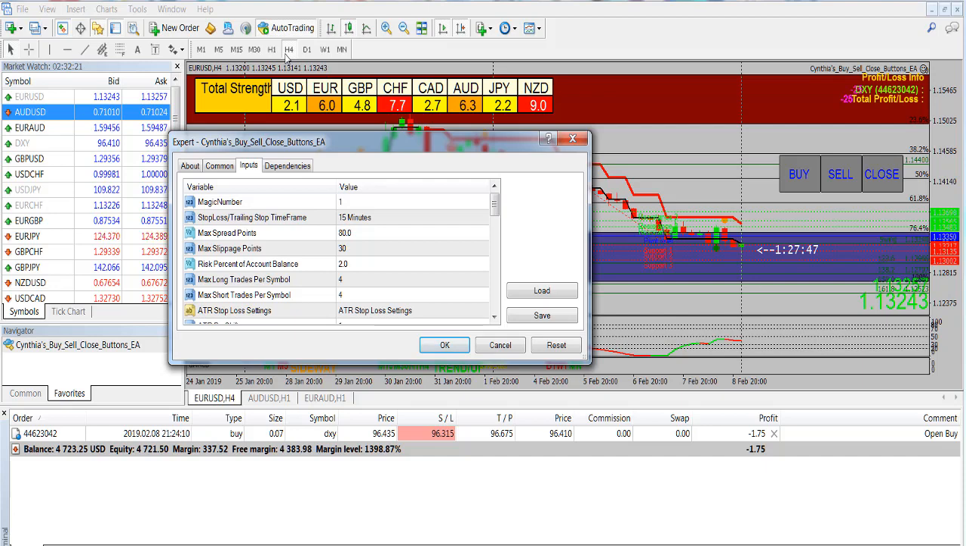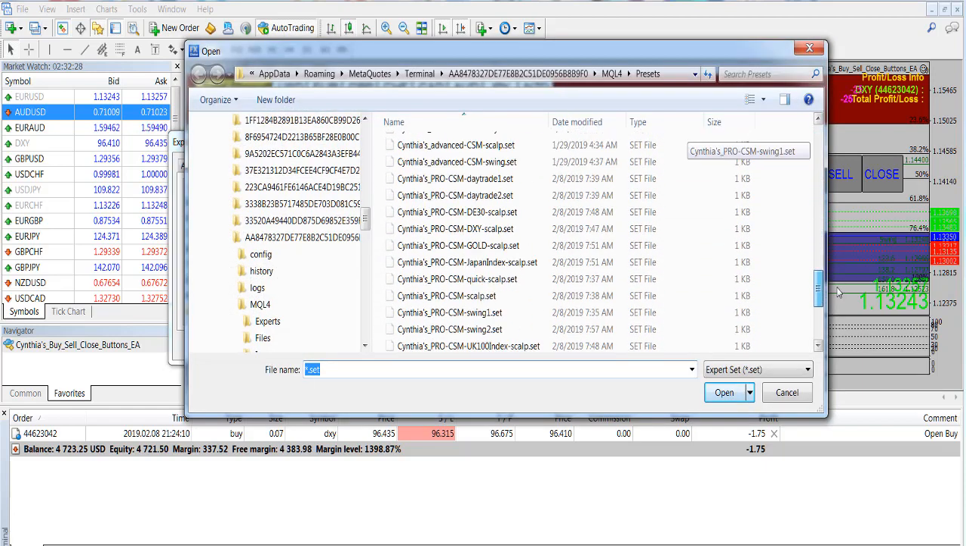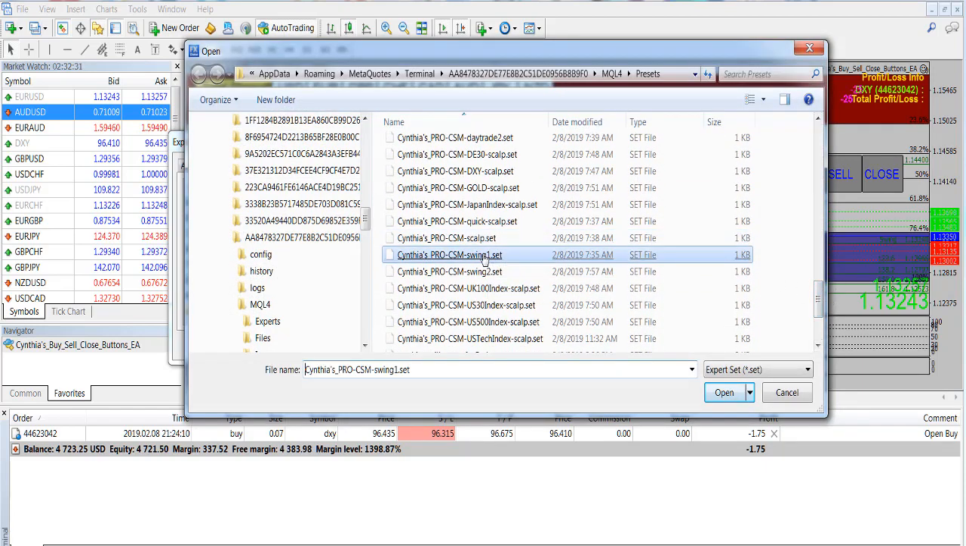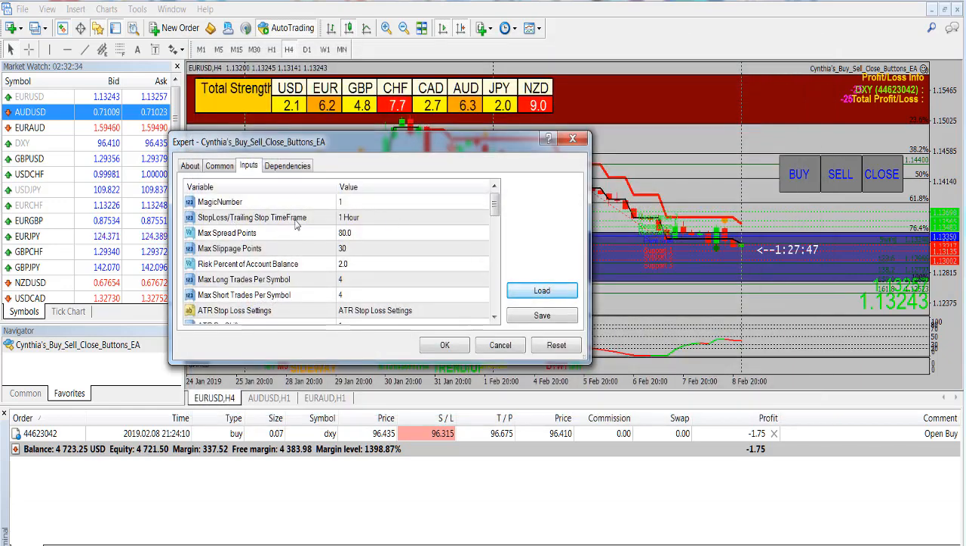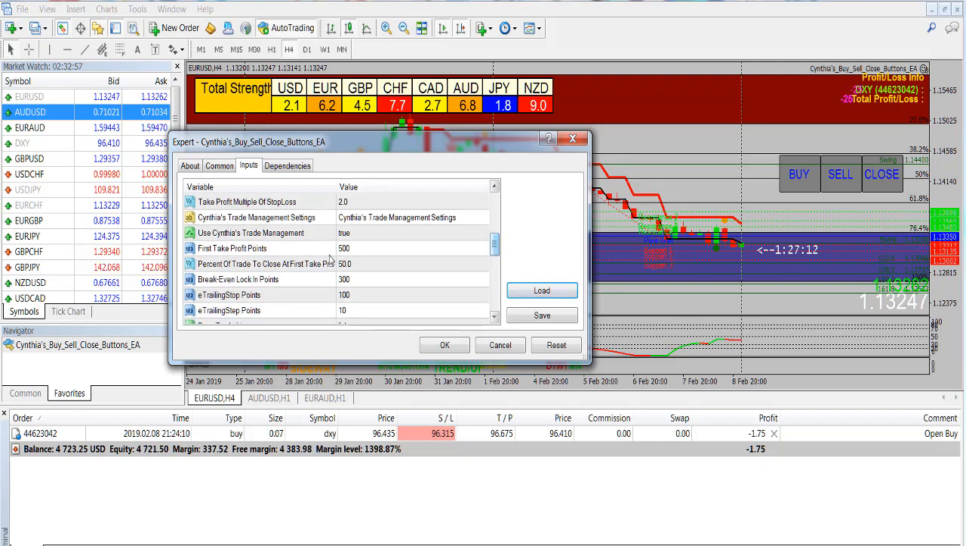I just moved the Euro US dollar to a 4-hour chart. I'm going to choose a set file for swing trading just to show you. Here's swing 1. It changes the time frame to 1 hour because a 30-minute or a 15-minute set file is not appropriate for a 4-hour chart, and nothing else has changed except that your trade management settings have changed. The first take profit points is actually 50 pips. So that's your first target, 50 pips.